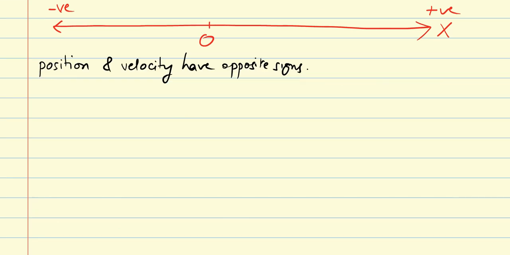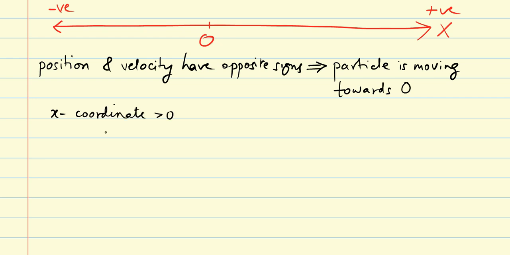Now we consider option B. In this option, the statement is that if the position and velocity of the particle have opposite signs, it necessarily means that the particle is traveling towards the origin. So let's take an example. Let us assume that the position, here it means the x coordinate of course, is positive and that the velocity, which must have the opposite sign, is negative.